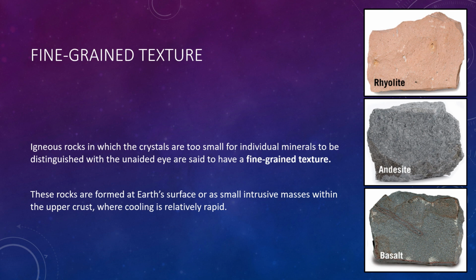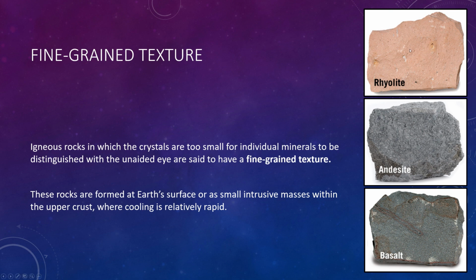Igneous rocks that form at Earth's surface or as small intrusive masses within the Earth's upper crust, where cooling is relatively rapid, exhibit a fine-grained texture. By definition, the crystals that make up fine-grained igneous rocks are so small that individual minerals cannot be distinguished with the unaided eye. In other words, you'll need a microscope or other sophisticated technique to see the individual grains. Therefore, we commonly characterize fine-grained rocks as being light, intermediate, or dark in color.